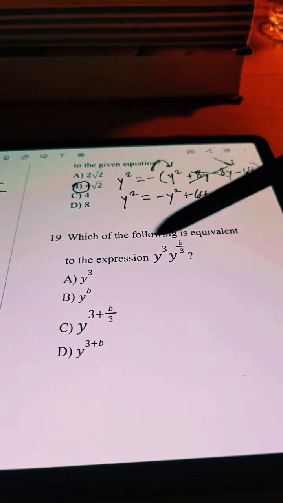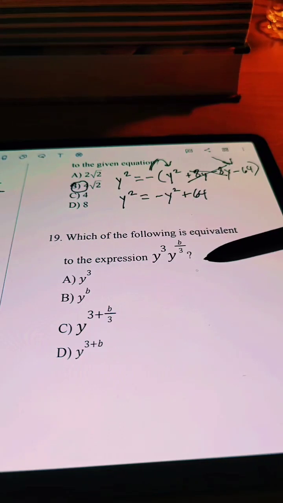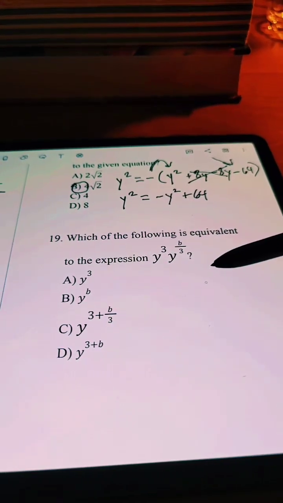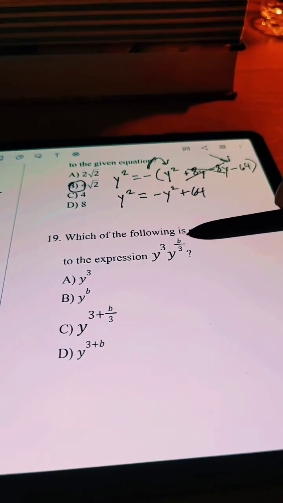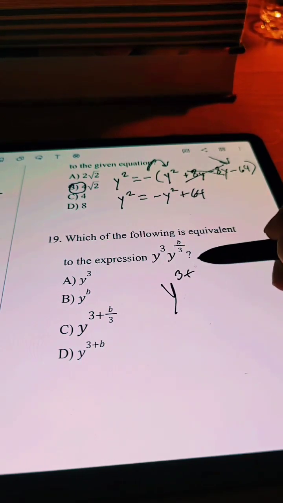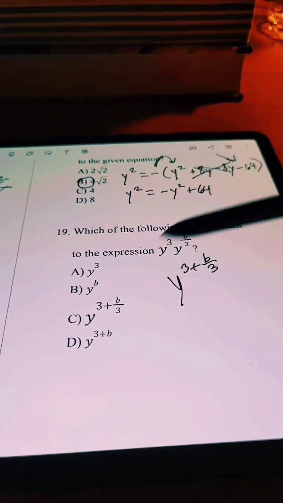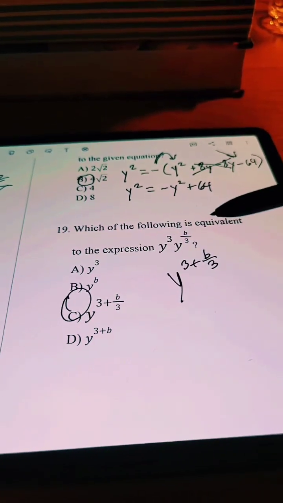So let's go to number 19. Which of the following is equivalent to this expression right here? So let me see what I can do. So it's just product rule. So y to the 3 plus b over 3, because we're multiplying with like bases, so we add the exponents, so it's just going to be c.